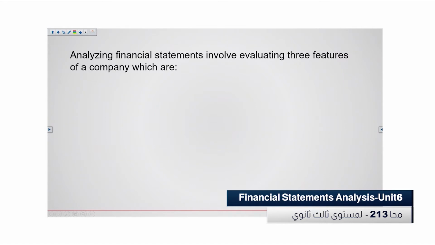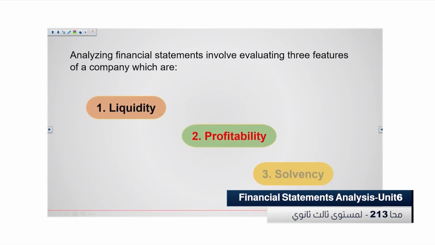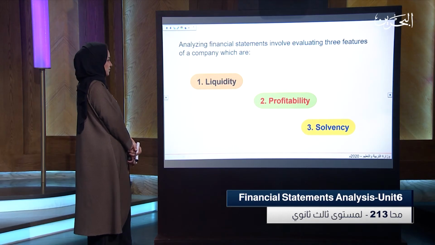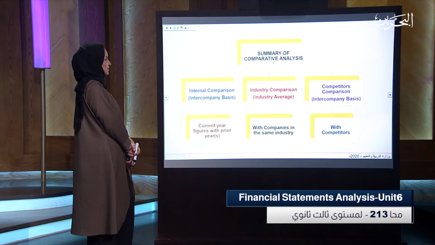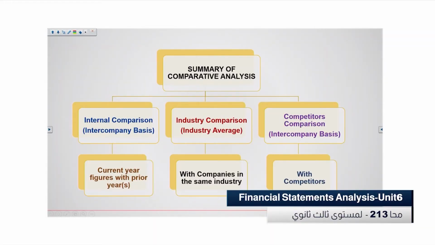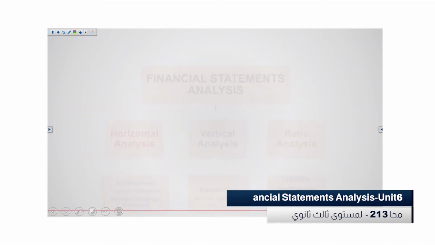Analyzing financial statements involves evaluating three features of a company, which are liquidity, profitability, and solvency. Summary of comparative analysis. In comparative analysis, we have to compare by internal comparison using current year figures with the prior year. Industry comparison, we can analyze the companies in the same industry, and comparator comparison with the competitors.